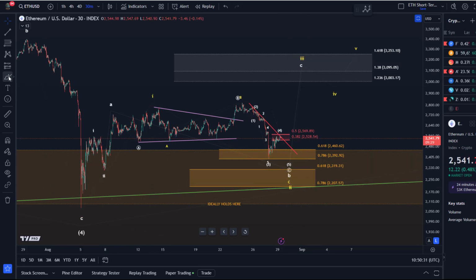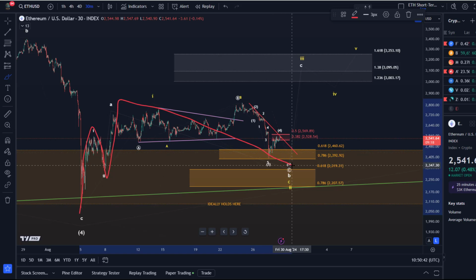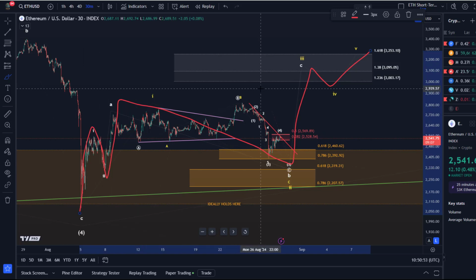In the first scenario, which is the white one, we're tracking a direct move to the upside as a diagonal pattern, 1, 2. Then this here was an A, B structure, and we could start wave C to the upside soon. Then this would complete wave 3, and then we get another 4, 5 pattern. This would probably be the most direct bullish wave count. In this scenario, we're already in the third wave. It should take us to $3,000 and higher.